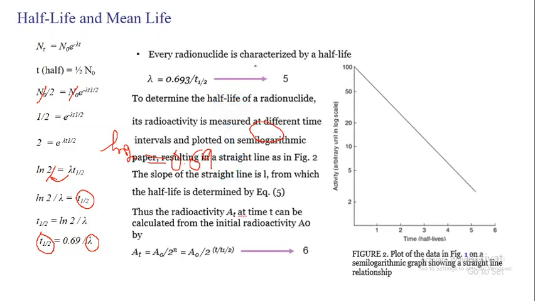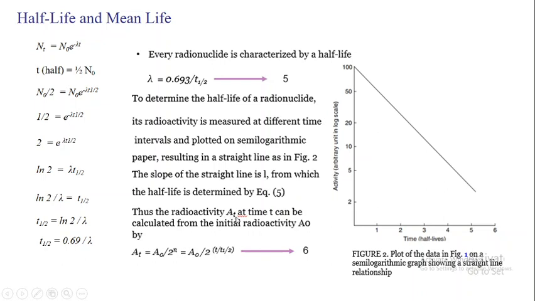So every radionuclide is characterized by a half-life. Lambda is equal to 0.693 divided by half-life. To determine the half-life of a radionuclide, its radioactivity is measured at different time intervals and plotted on semi-logarithmic paper, resulting in a straight line as in figure 2. The slope of the straight line is lambda, from which the half-life is determined by equation 5.